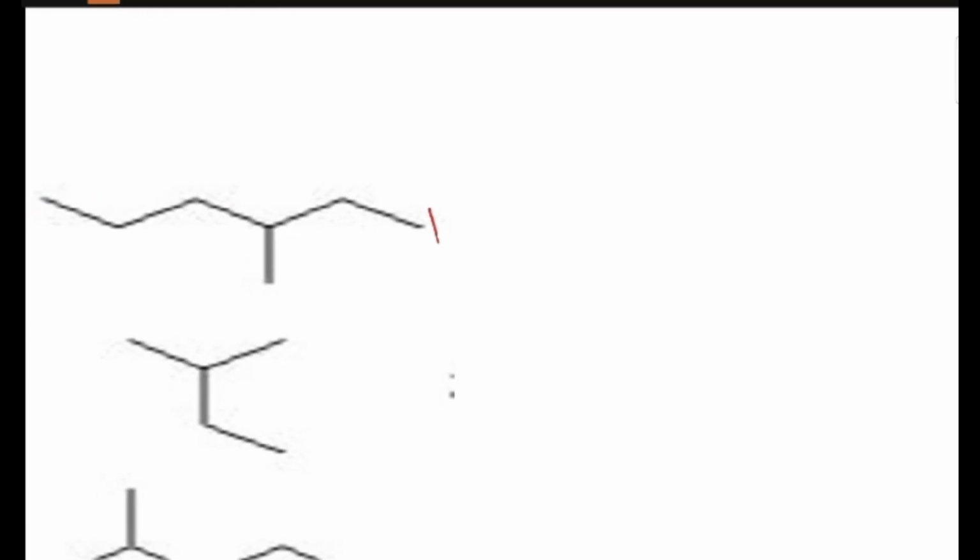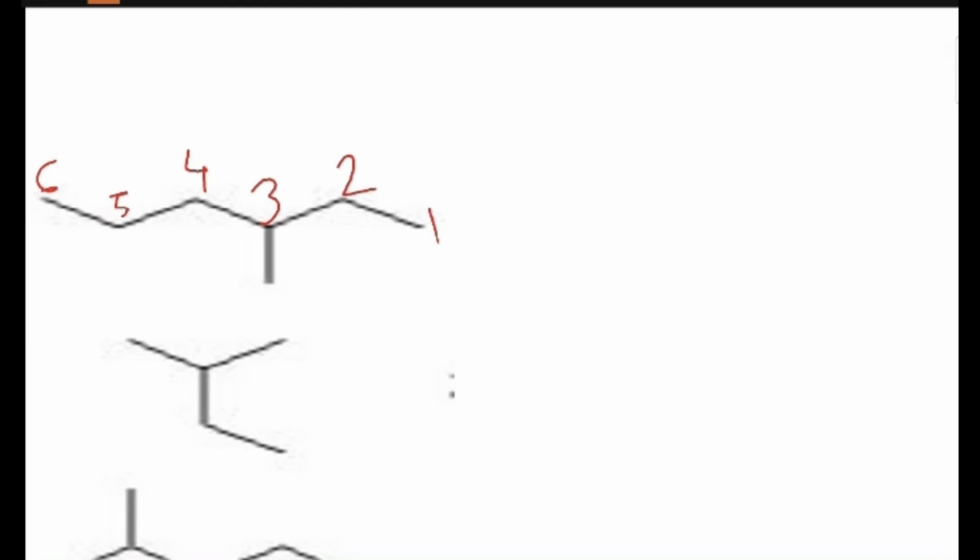Here we can find the longest chain clearly, and it has 1, 2, 3, 4, 5, 6 carbons. That gives us the name hex, and since all the carbons are bonded in single bond, it gives us the name ane. We have to start numbering from the right because the branch is closer to the right carbons. Let's number the longest chain then. 1, 2, 3, 4, 5 and 6.